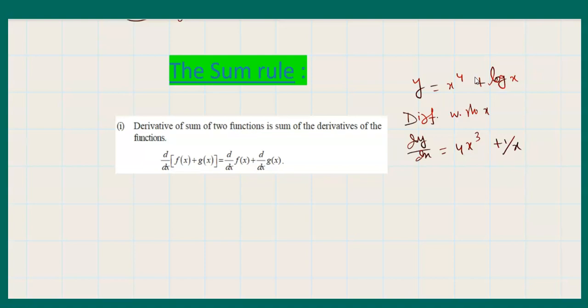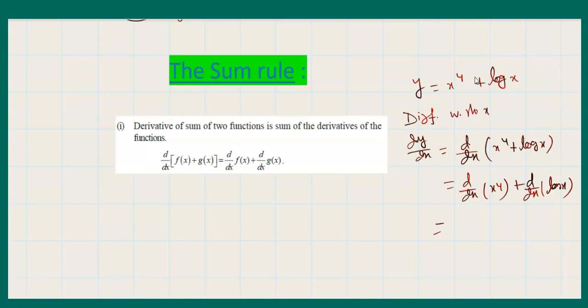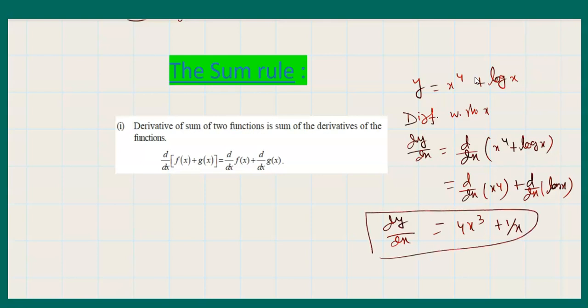If it is not clear, you write dy by dx equal to ddx of y, rate of change of x to the power 4 plus log x. Now use the sum rule. It is rate of change of x to the power 4 plus rate of change of log x. Rate of change of x to the power 4 is 4x cube and this is 1 by x. So dy by dx is 4x cube plus 1 by x.